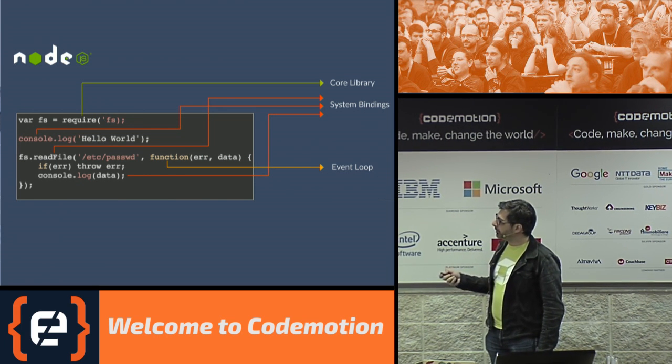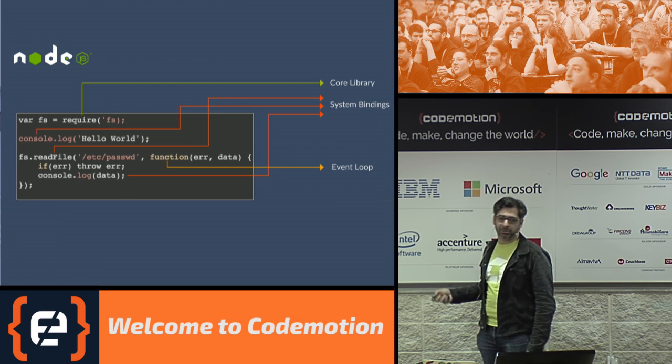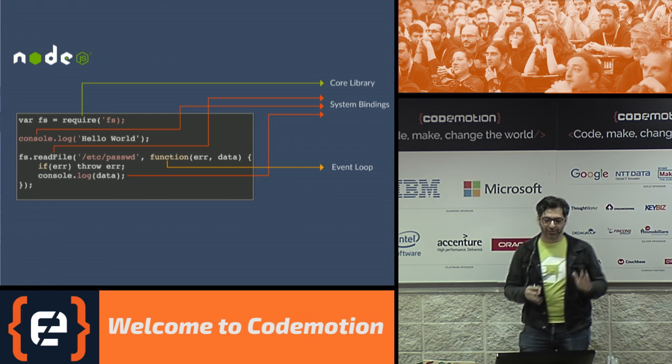Here's a little example that just shows, again, how things are working. So require, obviously, is a core library function. Then you have some system bindings for console log, maybe. And then you do a read file, for instance, and you delegate this to the event loop. This is, in a nutshell, what Node.js does.